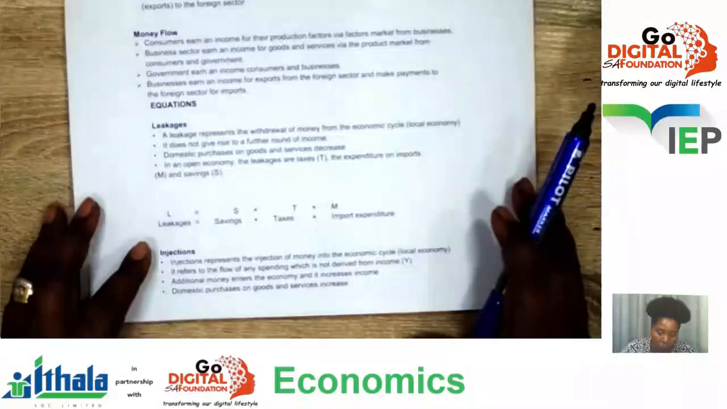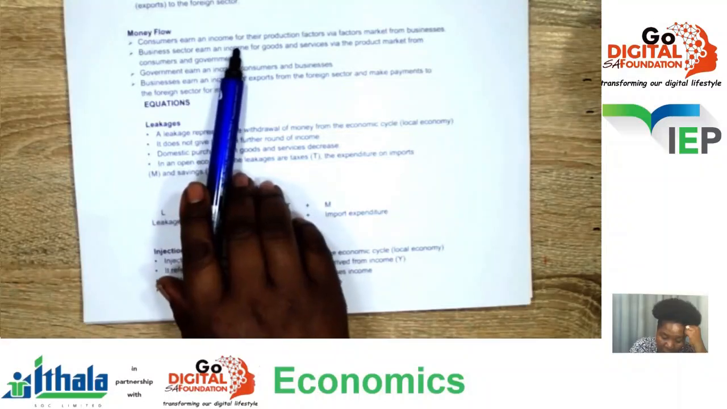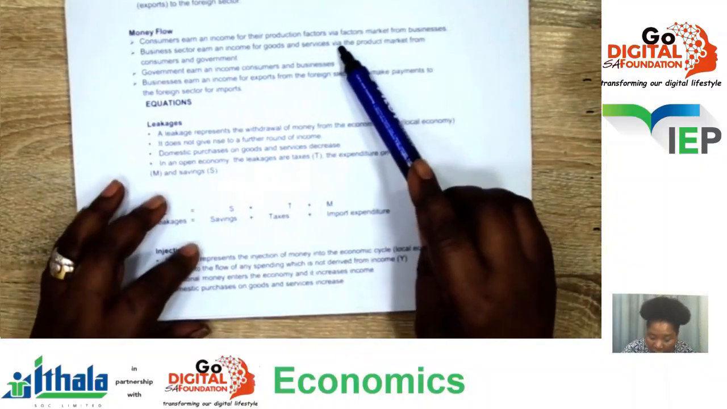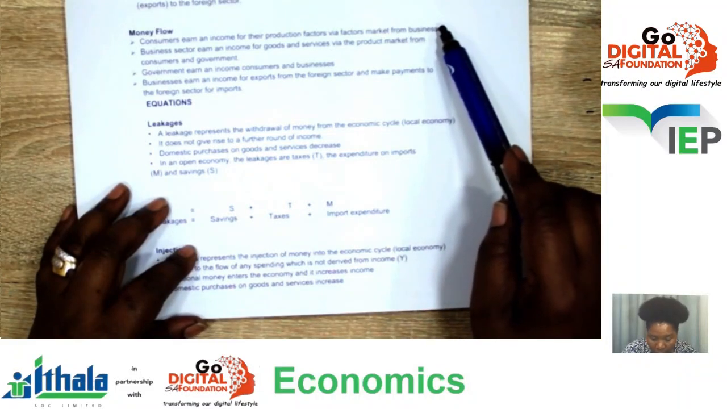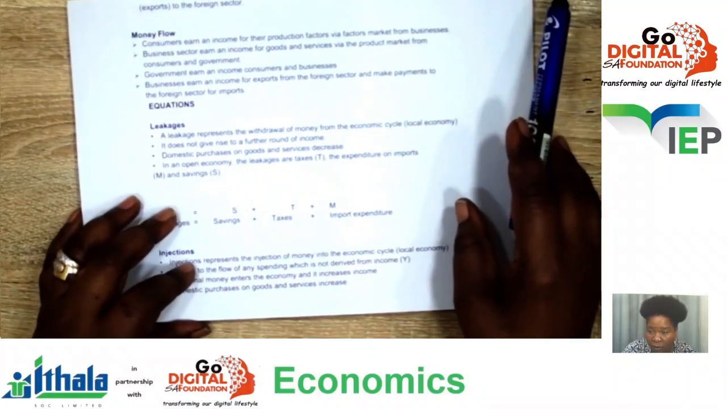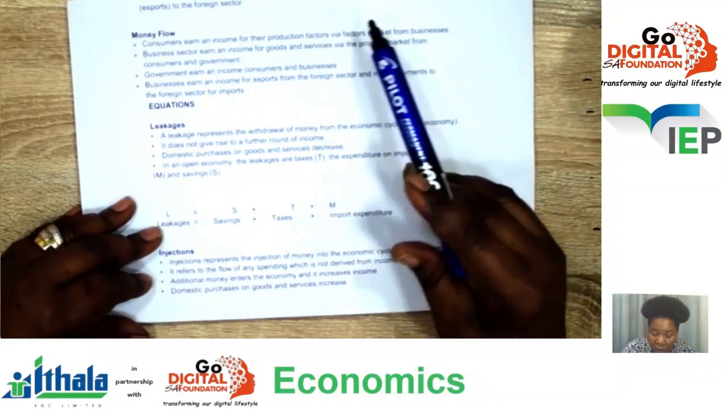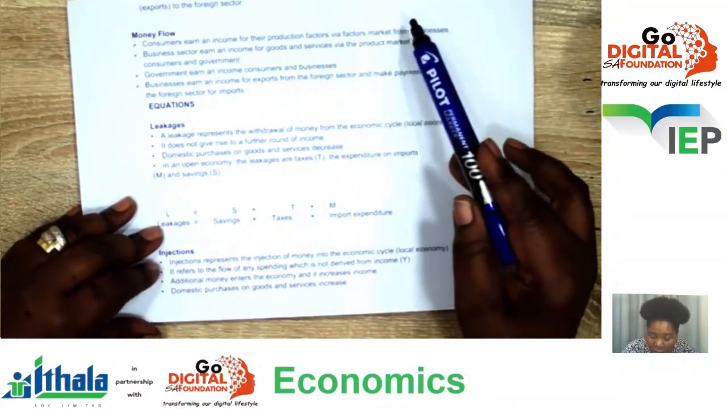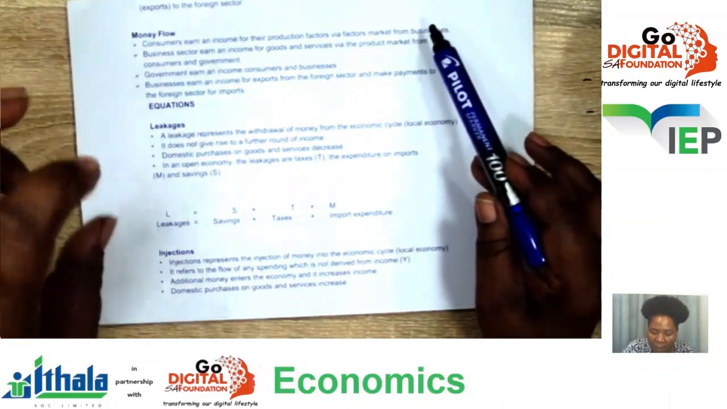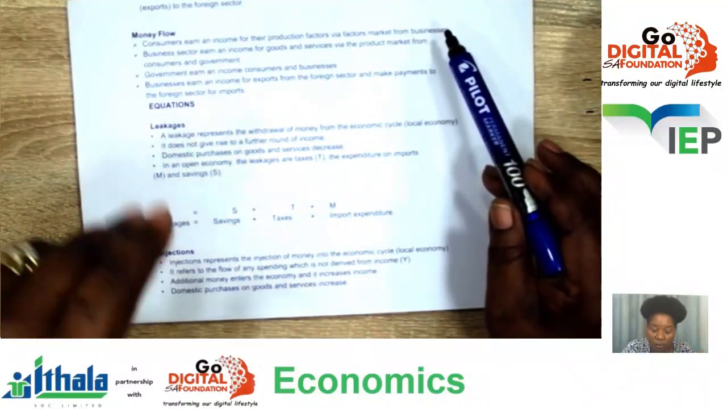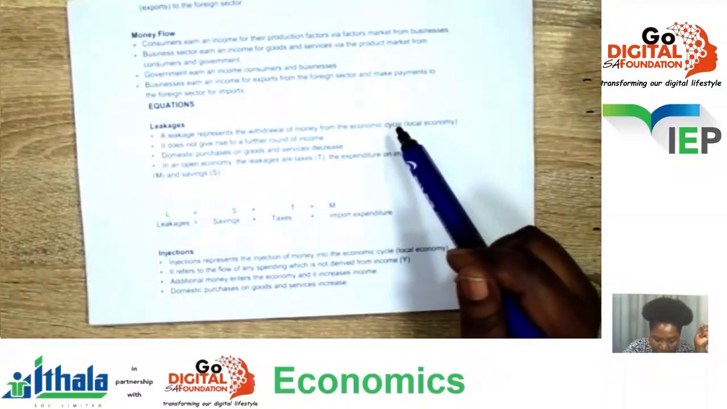What about money flow? Money flow, consumers earn money, like myself, we earn income for their production factors via the factor market from businesses. In this day and age, we don't just go to industries and stay at the gate and say we're looking for jobs. It doesn't work like that. That is why we have that middleman who is a factor market. It doesn't mean that it's someone that we can touch. The middleman can be your internet where you just send your CV. So you can see here, there's nothing tangible.